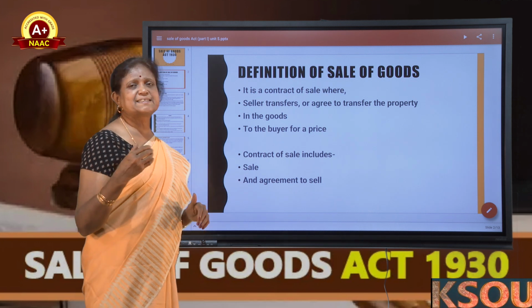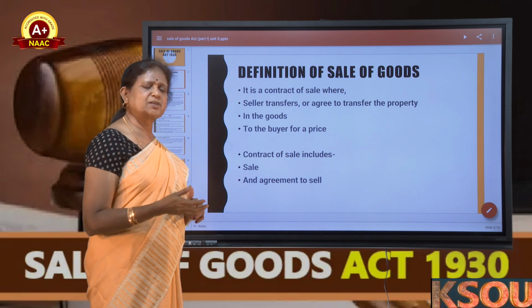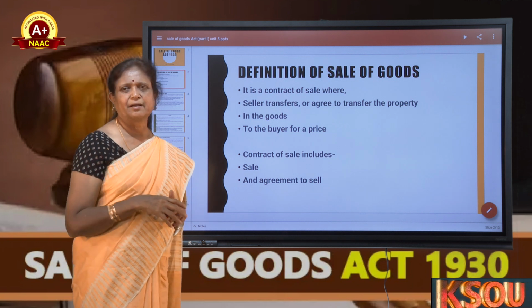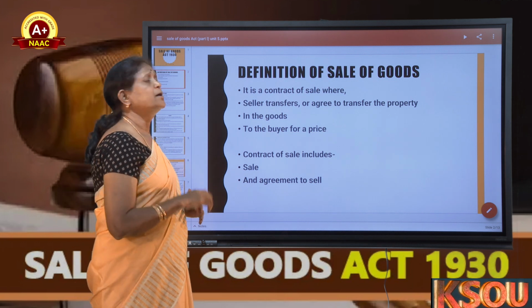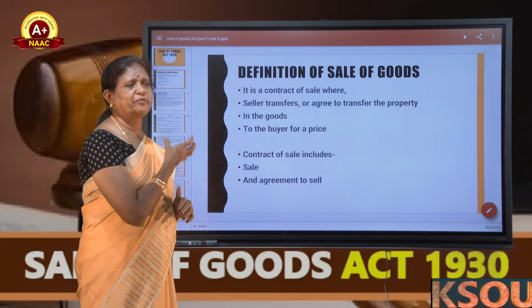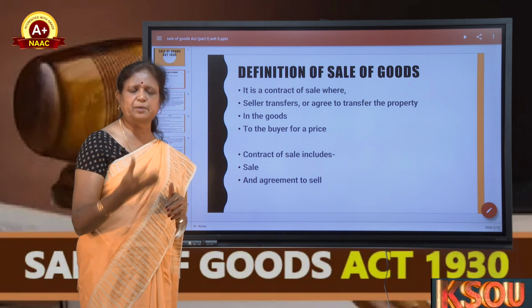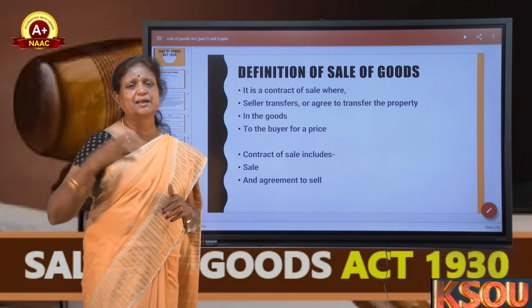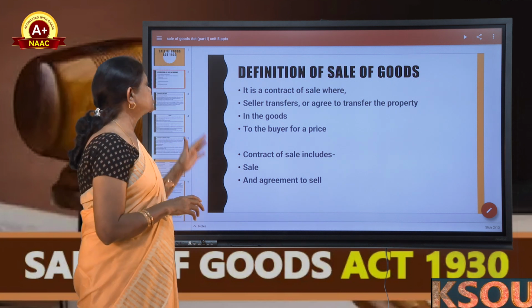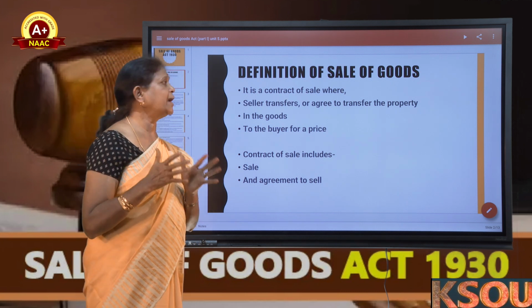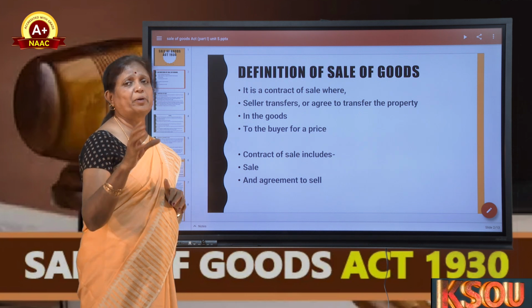So what is a sale of goods? Goods, as you know, are a commodity. What sort of commodity? It is only movable goods we are talking about, because the sale of immovable property is dealt with in the Transfer of Property Act. So in the sale of goods we are only dealing with the sale of movable property.